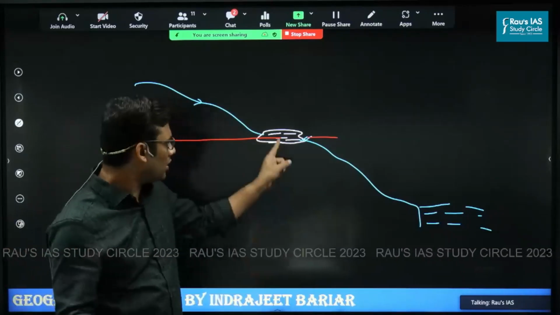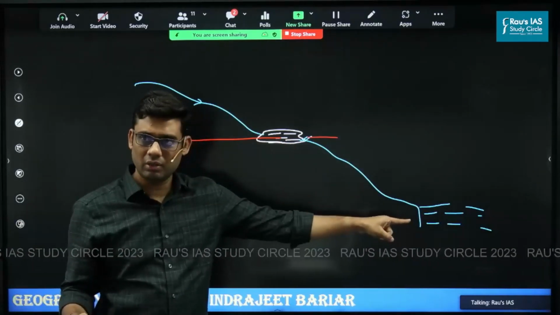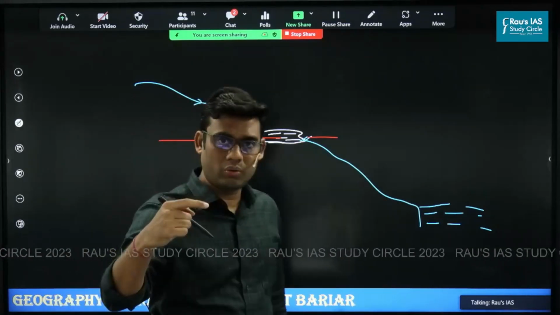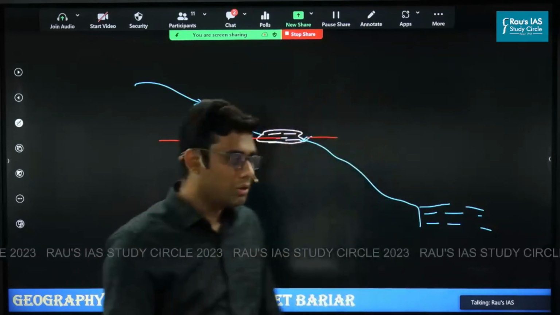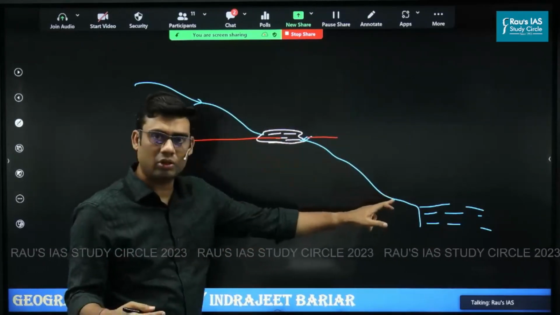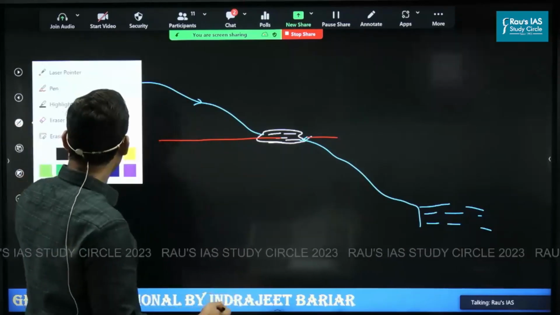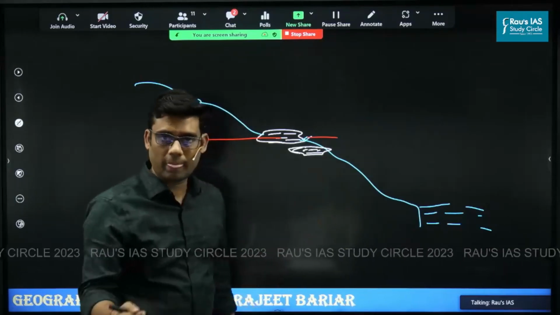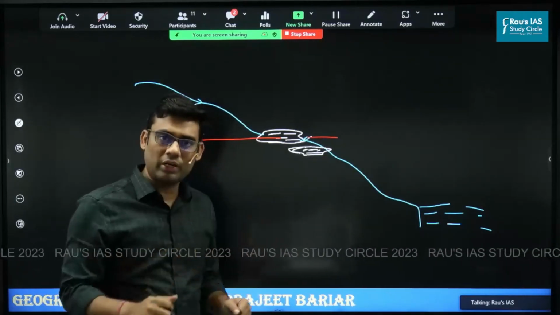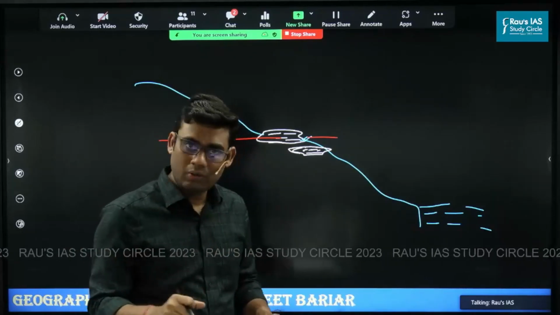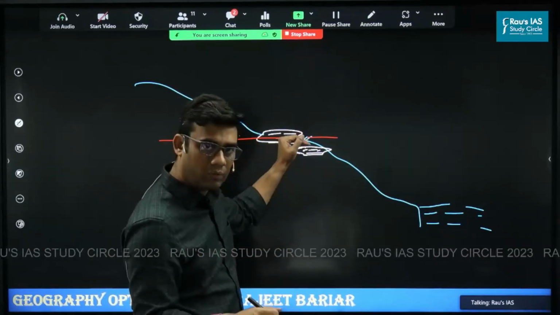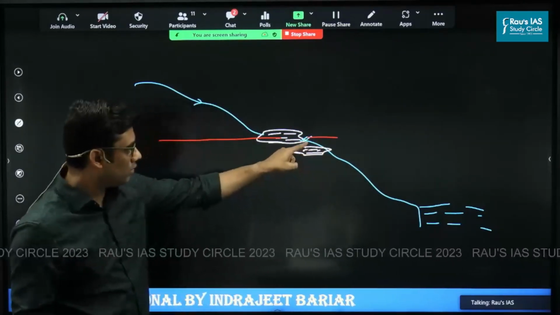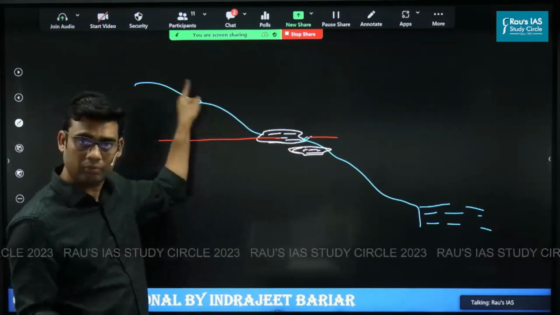But just think, if this part is not graded to the sea, what is going to happen eventually? This is also going to change, because the river is going to attain gradation. Let's say the lake later becomes here. During the process of gradation, it has to achieve equilibrium. For that, the location of this local base level is going to change, which means the base level that was acting as a base level for this part.